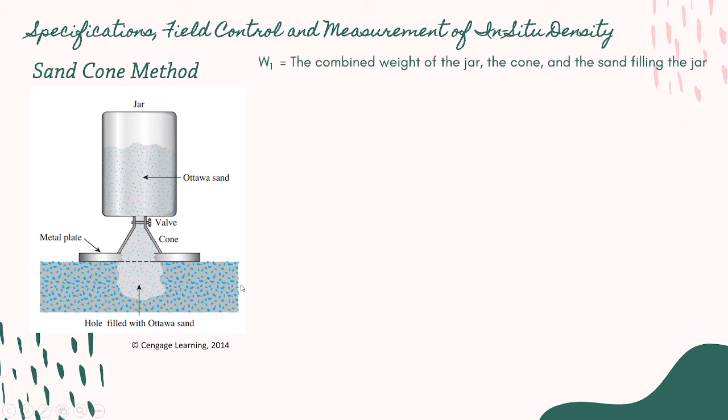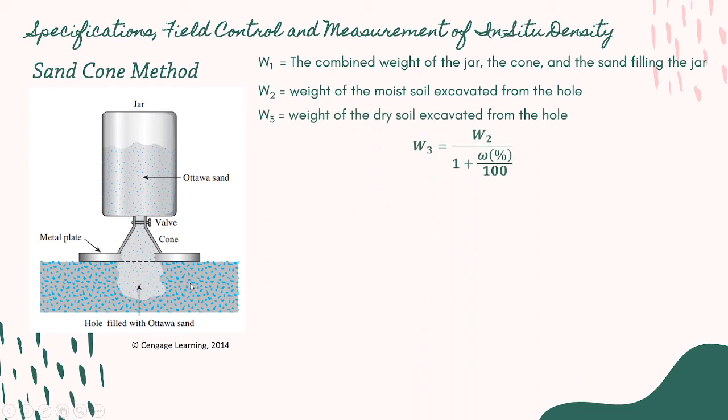So in the sand cone method, first you have to determine the combined weight of the jar, the cone, and the sand filling the jar. So that will be your W sub 1. So next is you have to weigh the moist soil excavated from the hole.